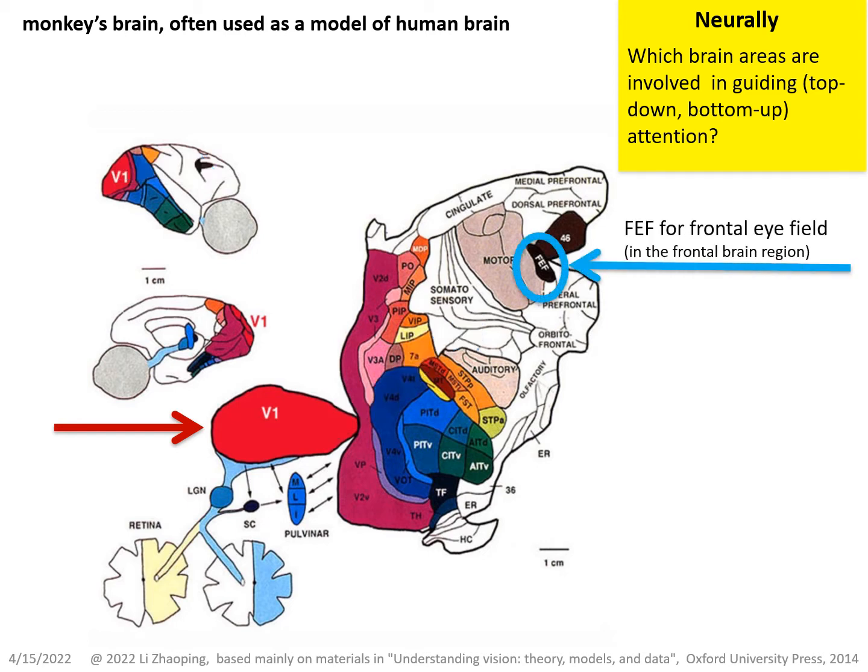Here is FEF for the frontal eye field. Here is SC for superior colliculus. It is involved in directing eye movements. Therefore, we can look at which brain areas are sending inputs to SC. They should be the candidate areas to be involved in guiding attention. We note that V1 sends input to SC, so does the retina.